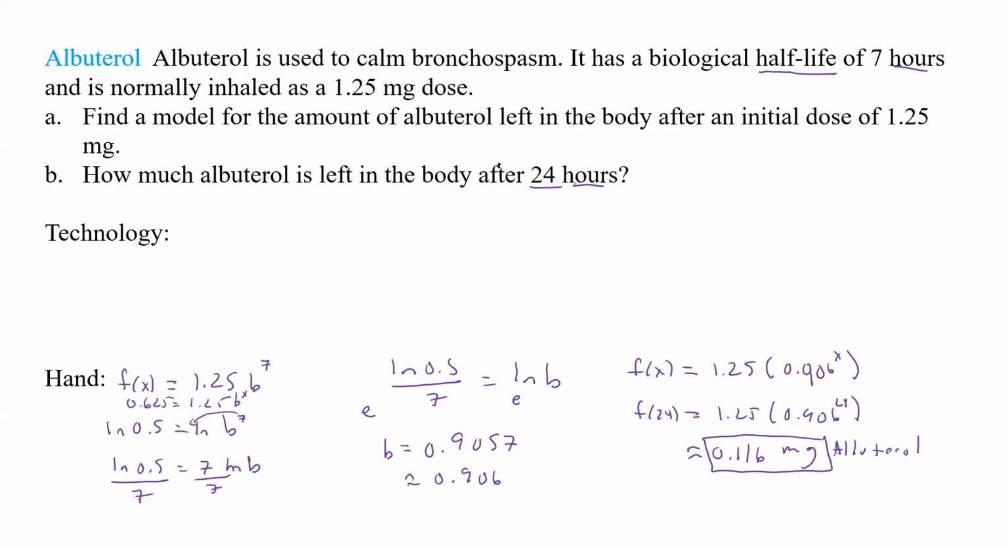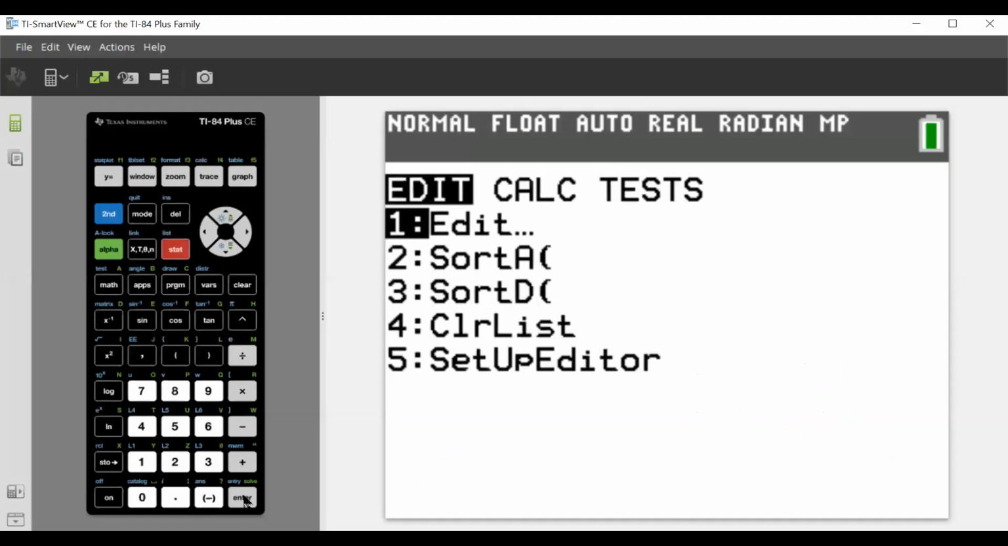Okay. Now we can also do this with technology. At t equals 0 hours, we had how much? 1.25 milligrams. And at t equals 7 hours, we had 0.625 milligrams. So now we have our 2 times and 2 values. And so let's go ahead and plug that in and show you. And so stat, enter.